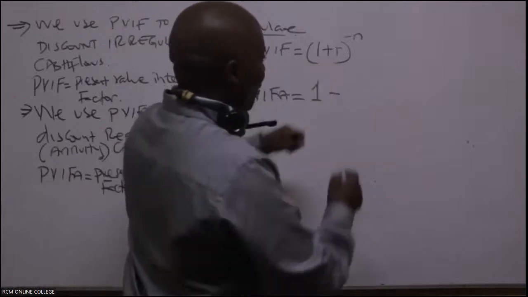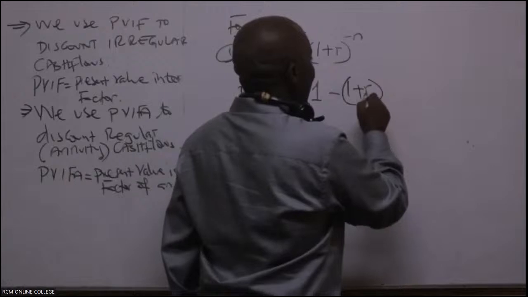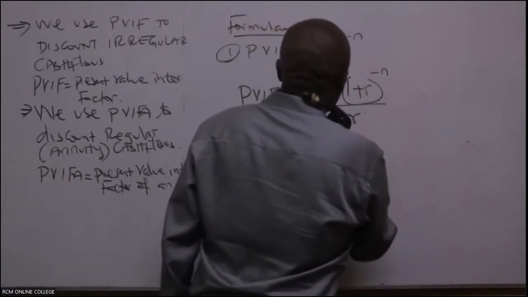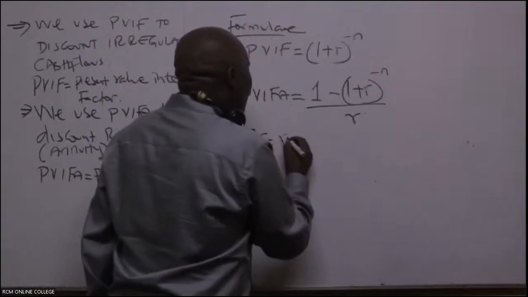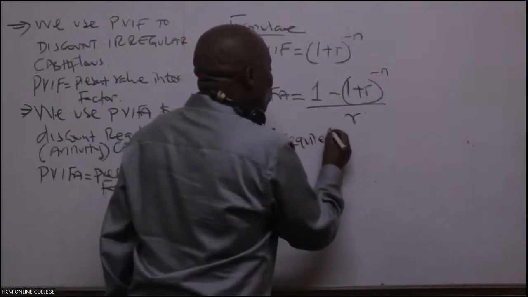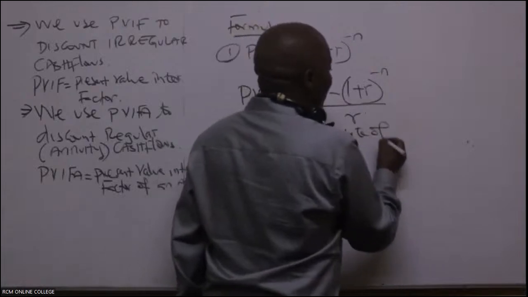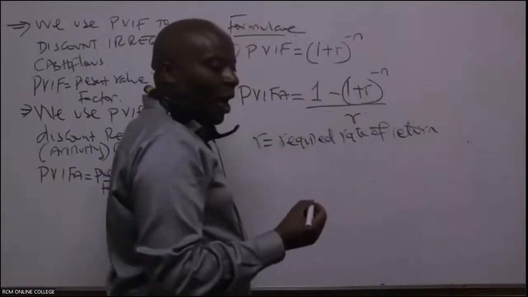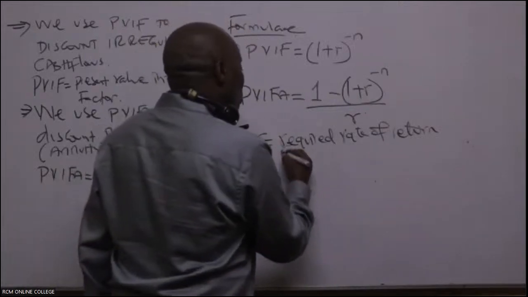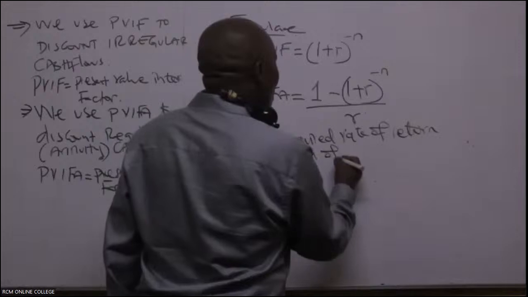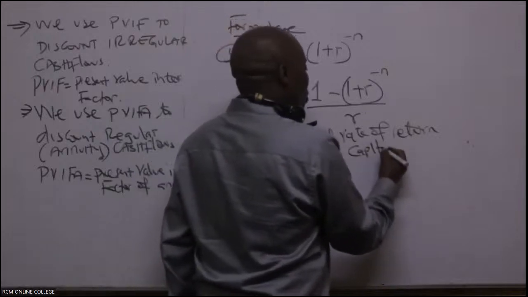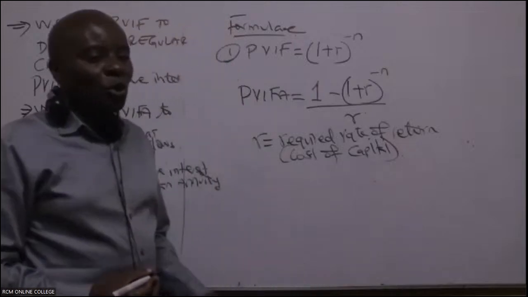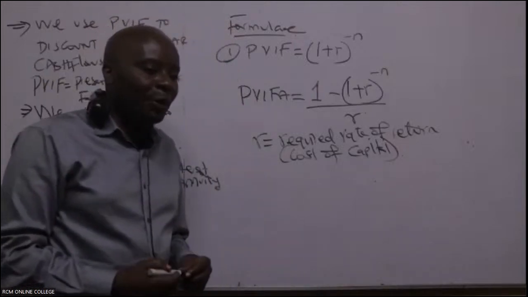1 minus this formula. So 1 minus 1 plus r raised to negative n, all over what here? All over r, where r is the required rate of return. The required rate of return is what we also call the cost of capital, COC.